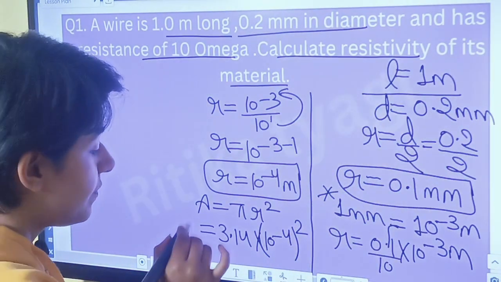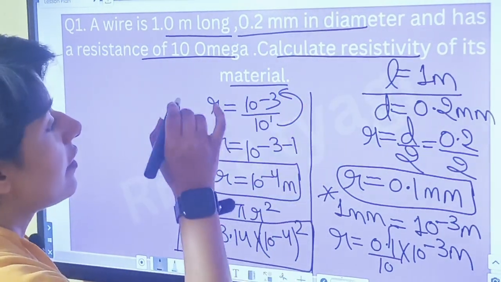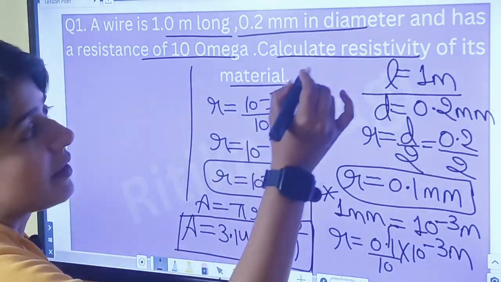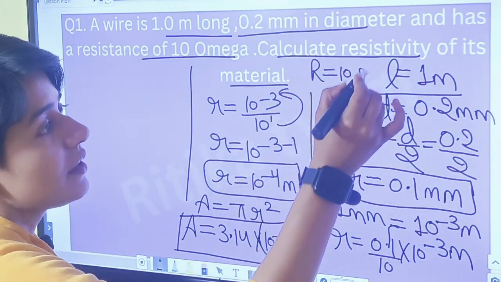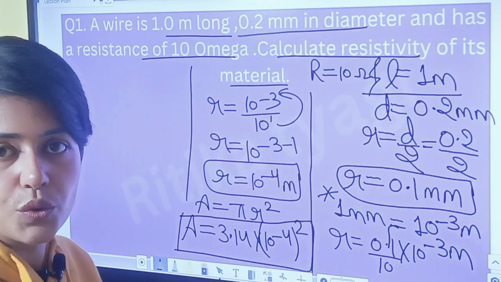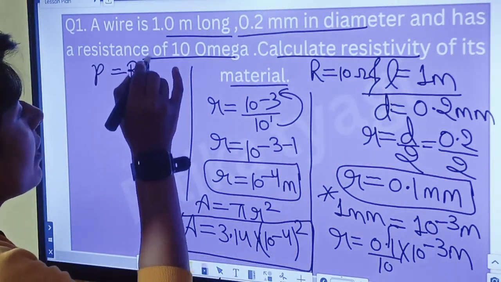Length is given 1 meter. Area we get. After that, resistance. Resistance of the wire is 10 ohms. Then applying the formula to calculate resistivity. As we know, rho equal R A by L.